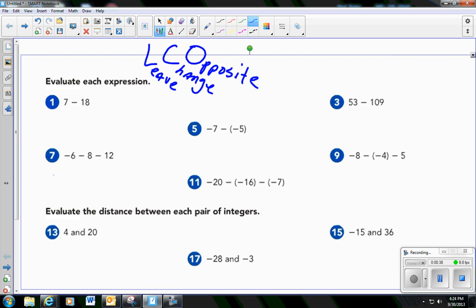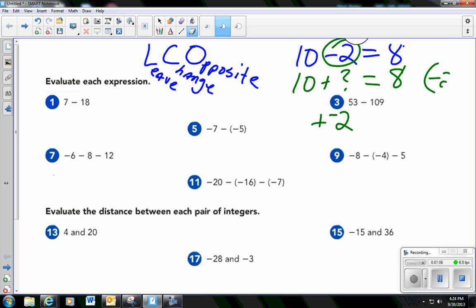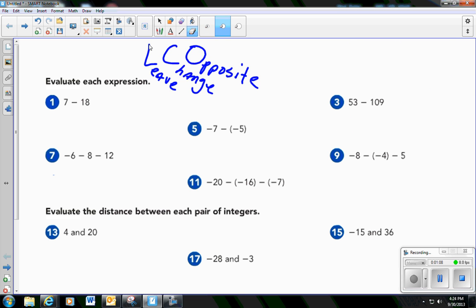So what we're saying is that 10 minus 2, as it has always been, is 8. We're saying then that 10 plus what will also give us 8? Well, that would be negative 2. So we're saying that subtracting 2 is the same thing as adding negative 2. Okay? And once you have done that, then you're just going to follow your rules for adding integers.